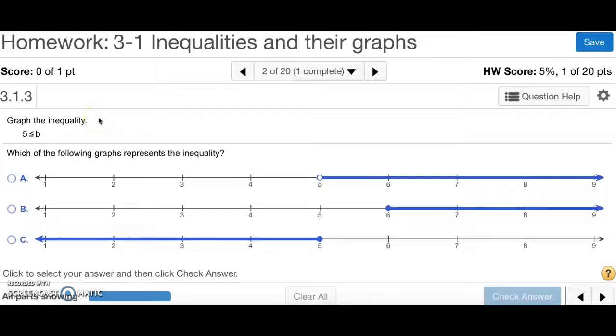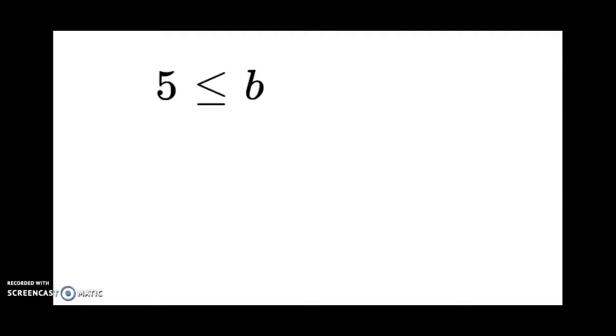Number 2 says graph the inequality. Notice it's written as 5 is less than or equal to B. We have to rewrite it with the letter on the left first before we graph it. So let's do that. We first write the B on the left and the 5 on the right. When we do that, we switch the direction of the inequality. So instead of less than or equal to, it'll become greater than or equal to. So now this is the inequality we're graphing.